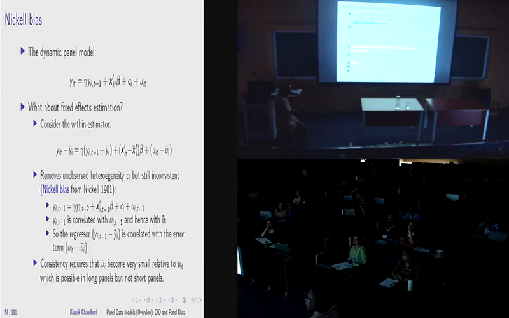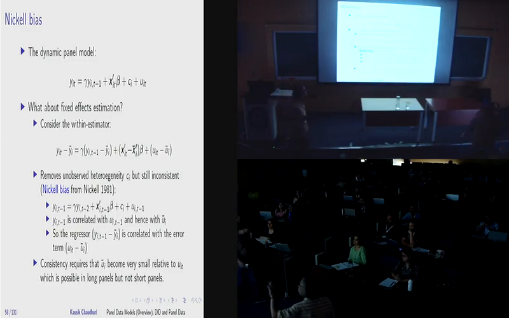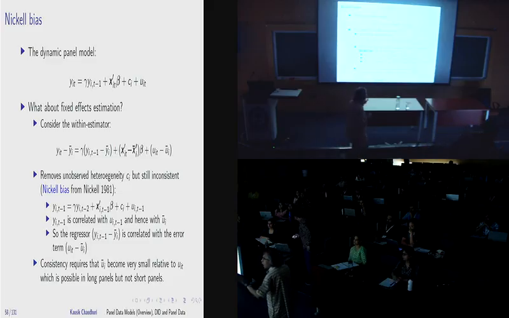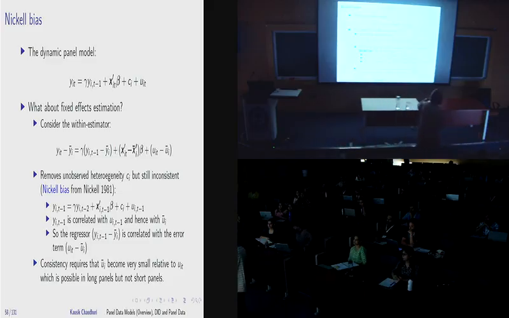So given this, can I think of the fixed effect transformation over here? In terms of fixed effect estimation, I basically take y_it minus y_i bar. Of course, my unobserved heterogeneity C_i goes away. I can write that as y_i,t-1 minus y_i bar, times X_it transpose minus X_i bar times beta, plus U_it minus U_i bar. It removes the unobserved heterogeneity, but it is still inconsistent.